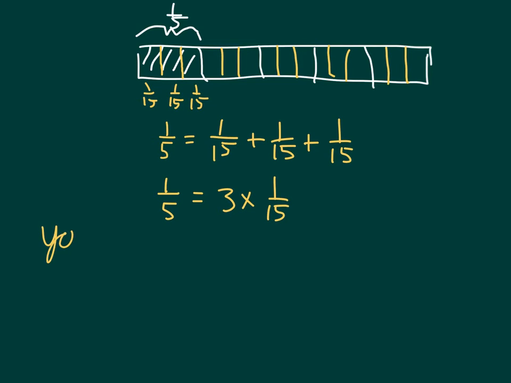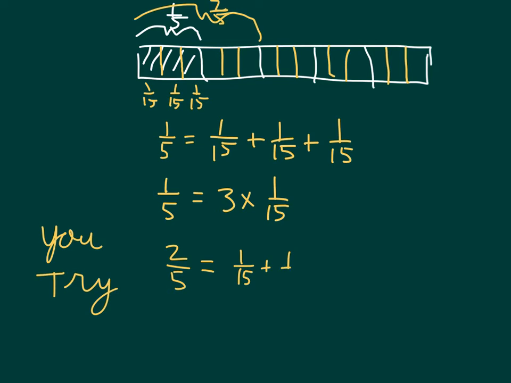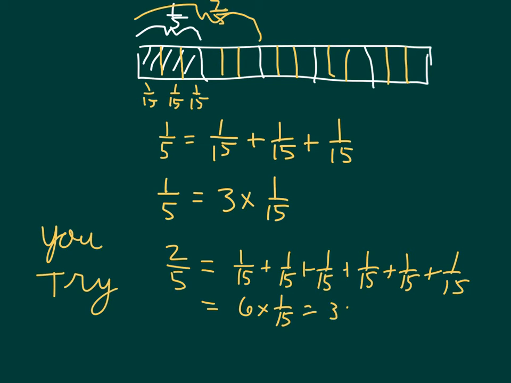Your turn to try using that same tape diagram. What could you write for 2/5? Pause the video while you do your work. Well, for 2/5, it would look like this here. You could rewrite it as a sum of unit fractions: 1/15 plus 1/15 plus 1/15 plus 1/15 plus 1/15 plus 1/15. That is 6 times 1/15. Some of you may have written 3 times 1/15 plus 3 times 1/15.